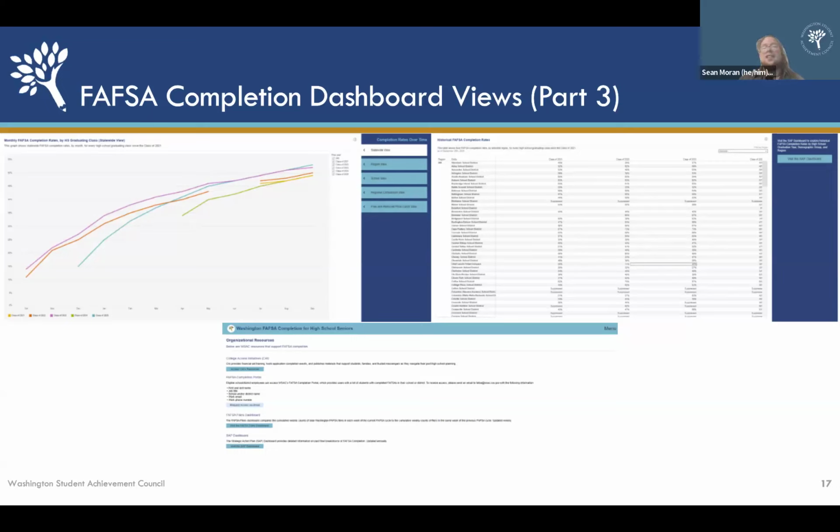A lot of it is in alignment with the FAFSA dashboard. It's just updated once a year rather than once a week. And then the FAFSA filers dashboard, instead of looking at just high school seniors, it looks at FAFSA filing in general for the state of Washington.